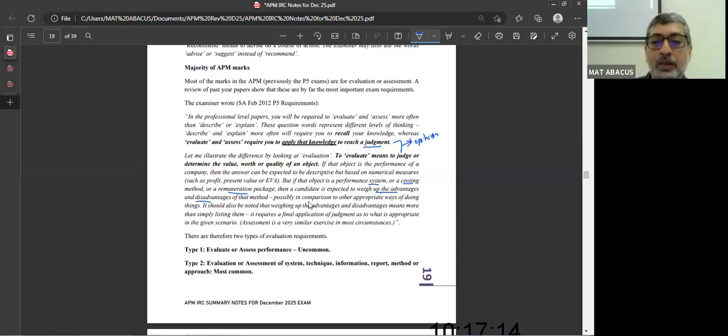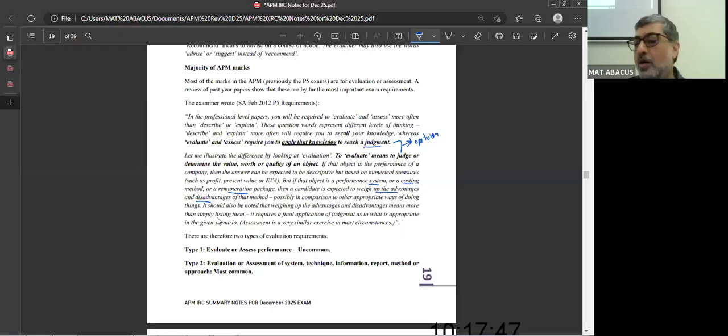It should be noted, possibly, in comparison to other appropriate ways of doing things. So if we give you a company using absorption costing, and you think it's not good, you explain why. And then in comparison, because there is a better way, maybe activity-based costing. Or we are using a traditional costing which doesn't consider environmental costs, so you can suggest life cycle costing, which would include environmental costs.